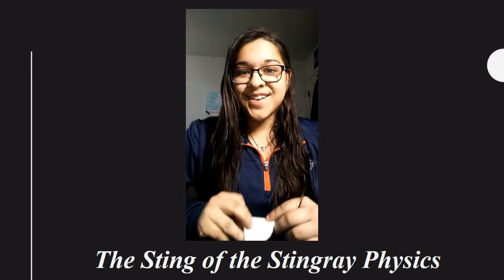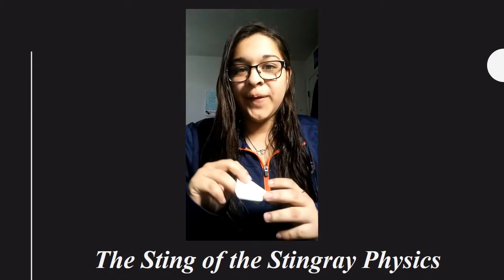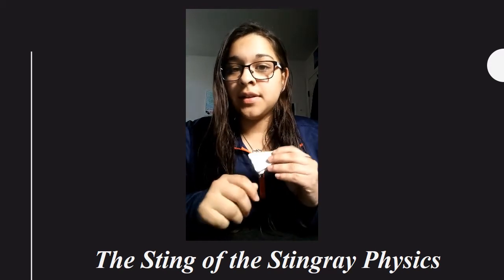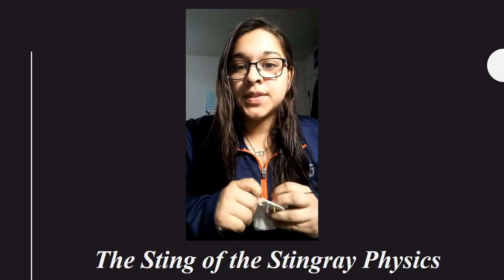Hello, my name is Caroline Salas, and this is my hopper. It is supposed to move by compressing and latching, and then I release the latch, and it moves.